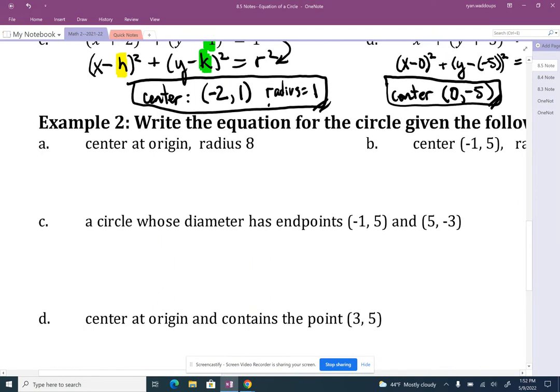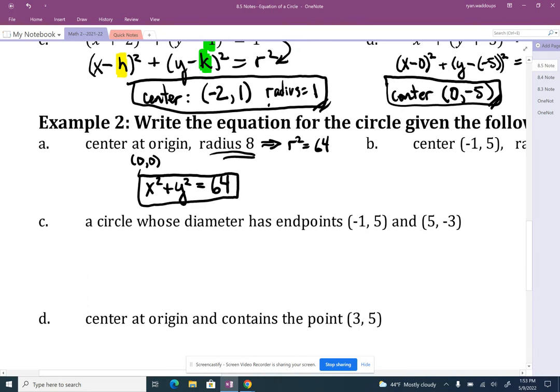So the center at the origin is 0, 0, and we've already talked about that general form. So we know it's x squared plus y squared equals r squared. Now, if the radius is 8, that means that r squared is 64. So we say x squared plus y squared equals 64, and that's our equation.